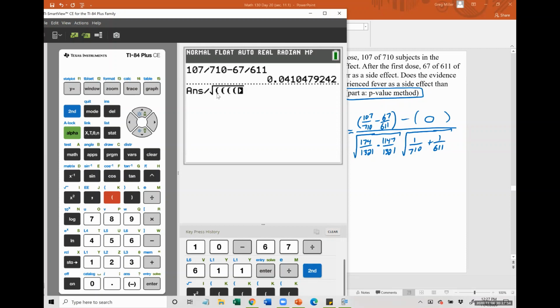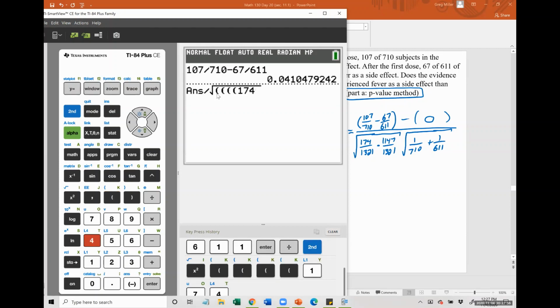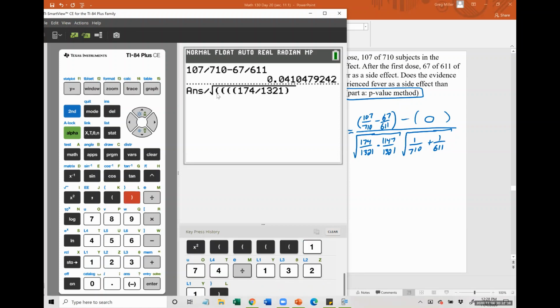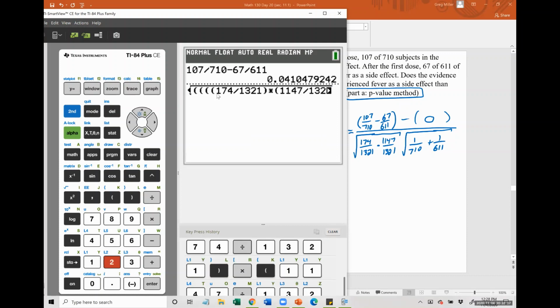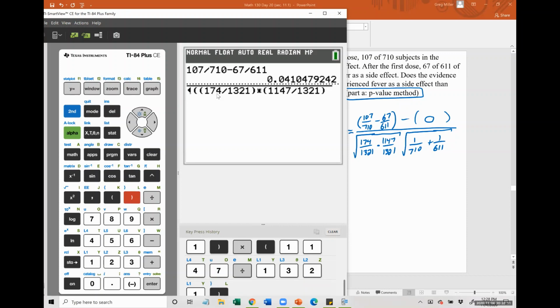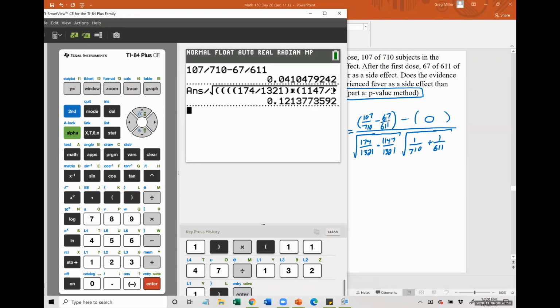Okay, now I'm going to type 174 divided by 1321. I'm going to go ahead and close one of the parentheses. I'll put times, and then I'm going to do 1147 divided by 1321. And you don't have to close that parenthesis. You don't have to close any more parentheses. When you push enter, it'll close all the parentheses for you. I'll push enter. This is not the answer. What I did was I took the top and I divided just by this root on the left. So we're getting there. We're almost done.